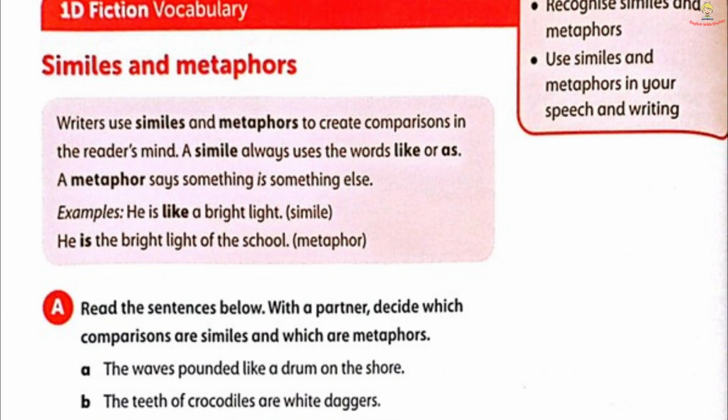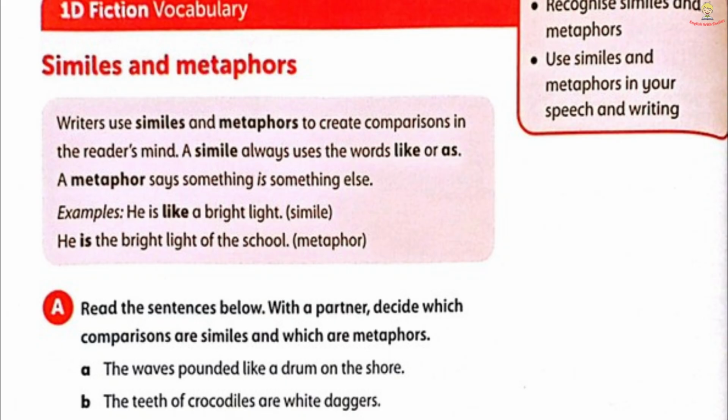A writer uses similes and metaphors to create a comparison in the reader's mind. Most writers use similes and metaphors to create a beautiful image in the reader's mind. A simile always uses the word like or as. So when we make a comparison between two things and use the word like or as, that is called a simile. A metaphor says something is something else. So when we directly compare two things, that is called a metaphor.